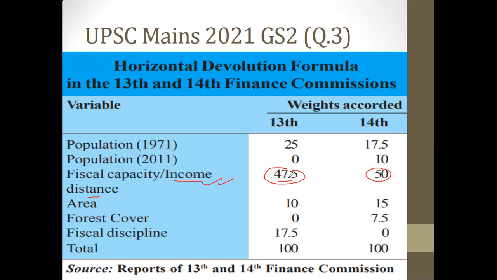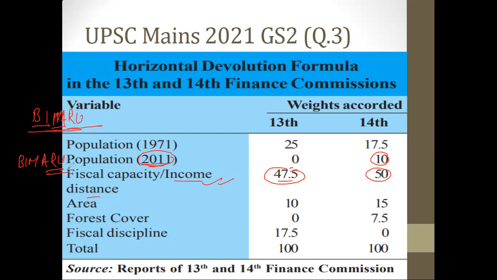Then the third point is population 2011. This was not there in 13th Finance Commission. They have increased it to 10%, so they are getting 10% weightage in 14th Finance Commission. So what will happen here? This will help especially Bimaru states. I don't think you should use the term Bimaru. Bimaru is an acronym given for Bihar, Madhya Pradesh, Rajasthan, and UP.